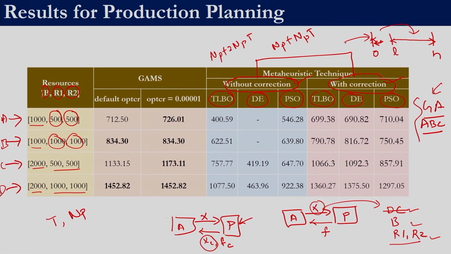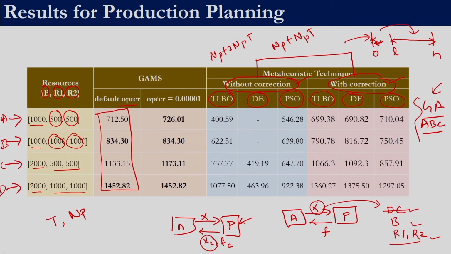So, these are the results which we had obtained using GAMS. GAMS also, if you recollect, depending upon the opt-CR setting, gave different results. First we executed all these 4 cases with the default opt-CR.